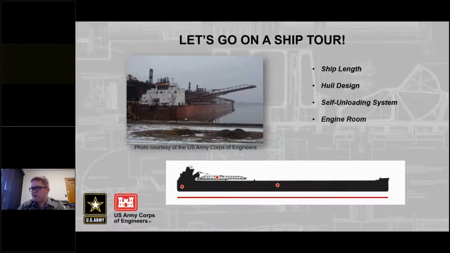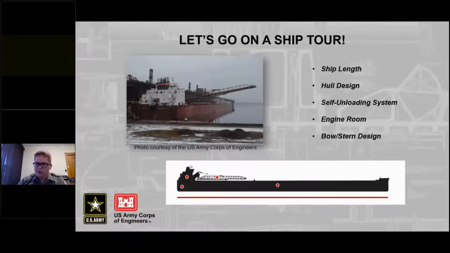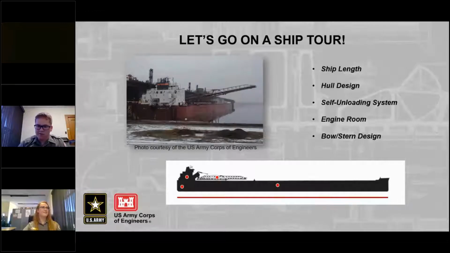The engine room: how propulsion on Great Lakes vessels has changed over time. And finally, the last section is the bow and stern design. That will be everything from the different pilot house versions, comparing the classic and the modern Great Lakes ship design. So to start the tour of the James R. Barker, I'll turn this over to Kasey for her discussion of how ship length has changed over time.